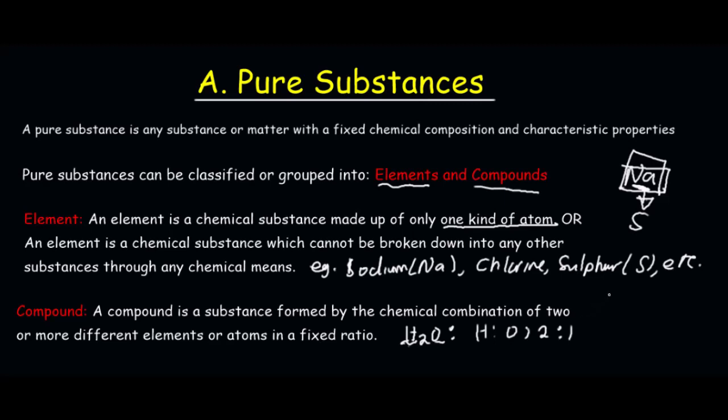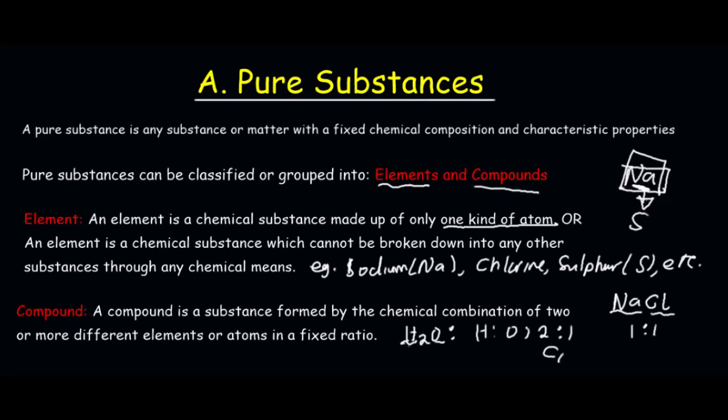Another example of a compound is table salt, which has the formula NaCl. This is called sodium chloride. Sodium chloride is made up of two different atoms. We have sodium, we have chlorine, and the ratio is what? 1:1.